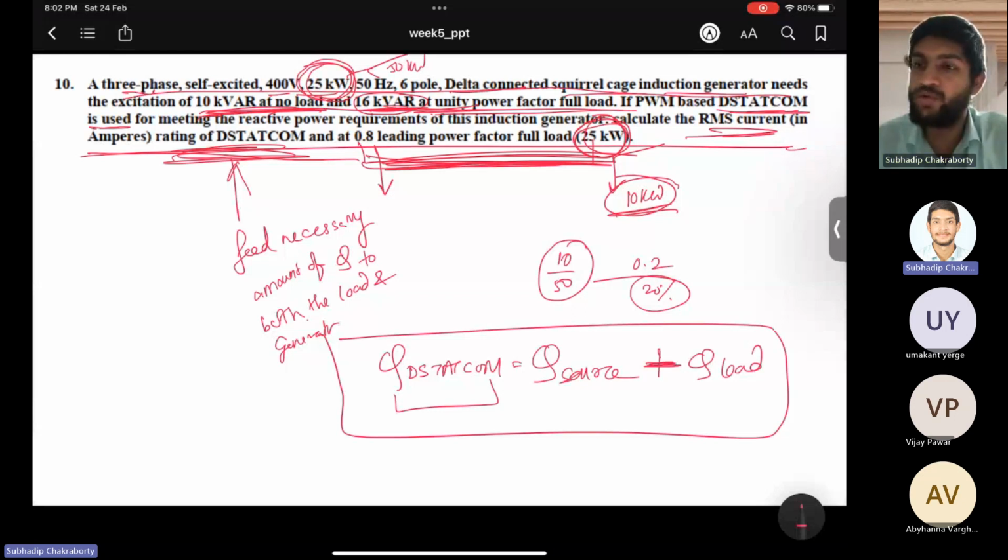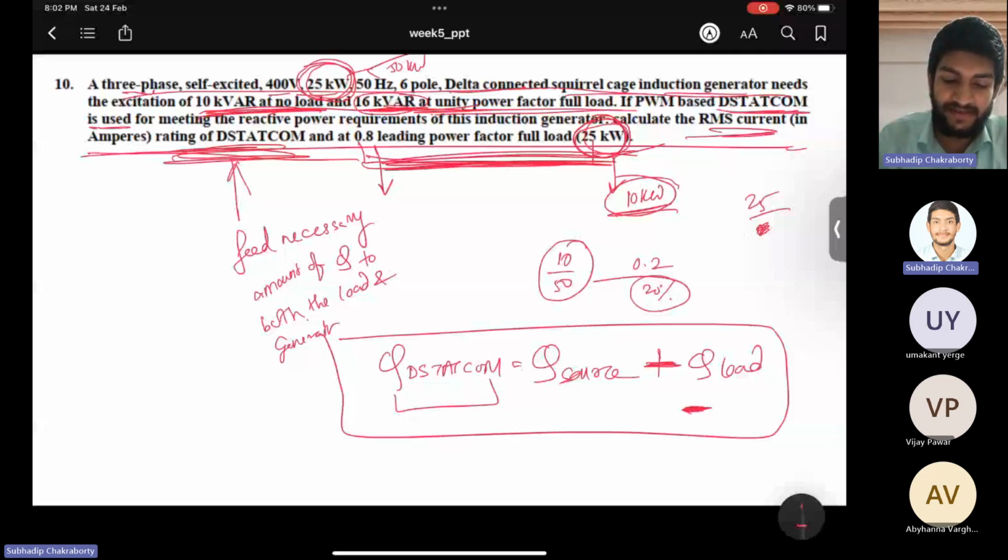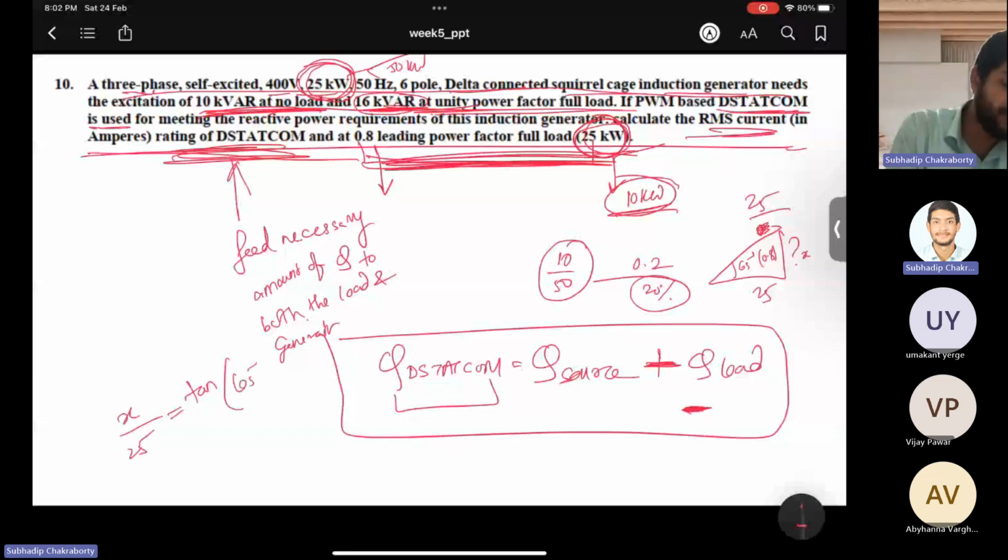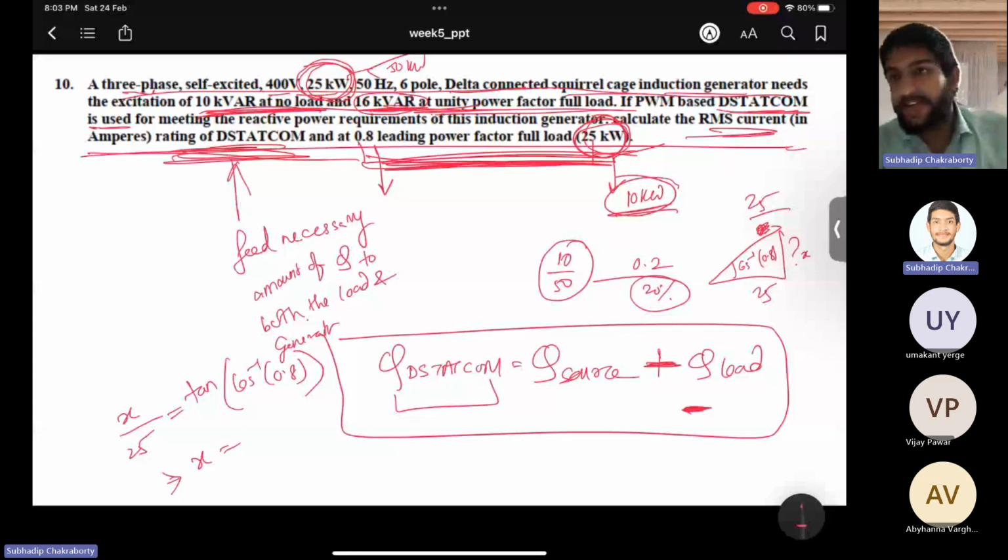So 25 kilowatts by 0.8. From power I can go to this, right? This is 25. You need this, cos inverse 0.8. So just calculate this. X by 25 equal to tan theta. Theta is cos inverse 0.8. Calculate X. 25 into tan of cos inverse 0.8, right? 18.75. What should I write? The load is supplying this amount of reactive power.